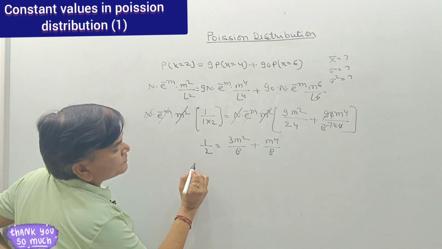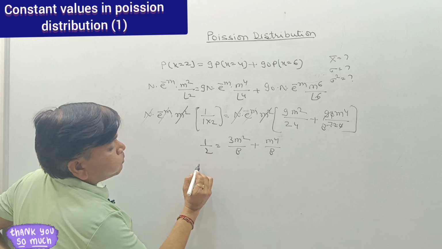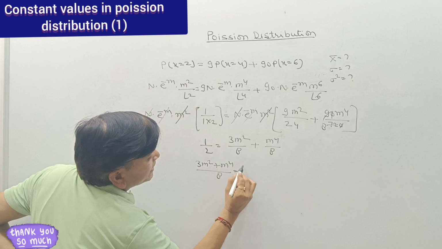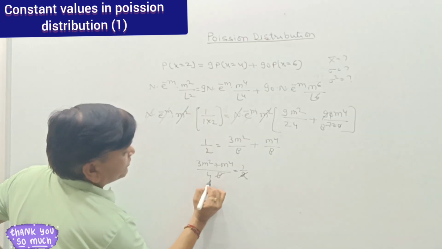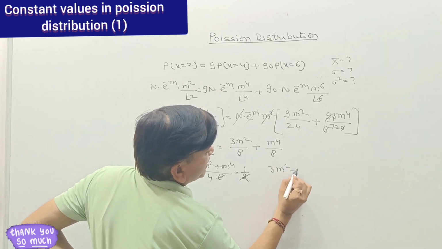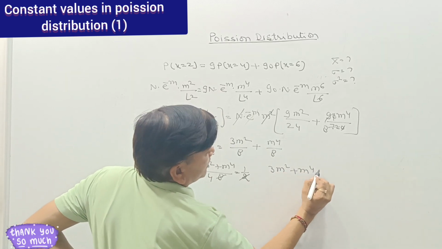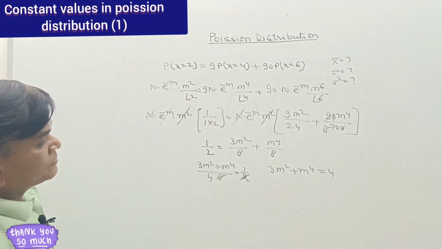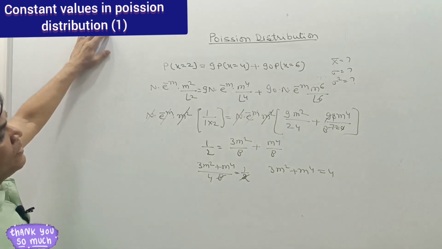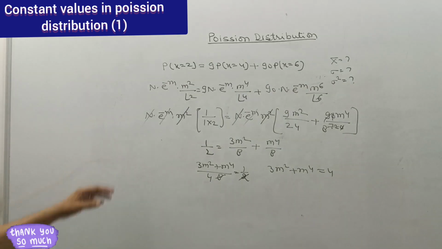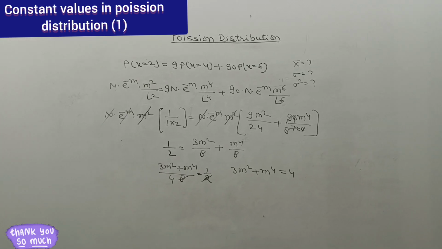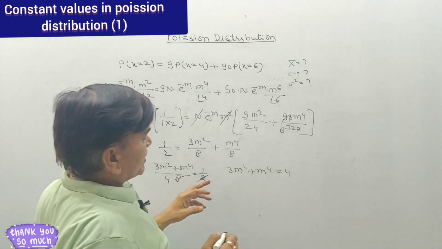So getting the solution, 3m square plus m4 upon 8 equals 1 upon 2. So multiplying, we have 3m square plus m4 is equal to 4. Now we will get the solution of this.